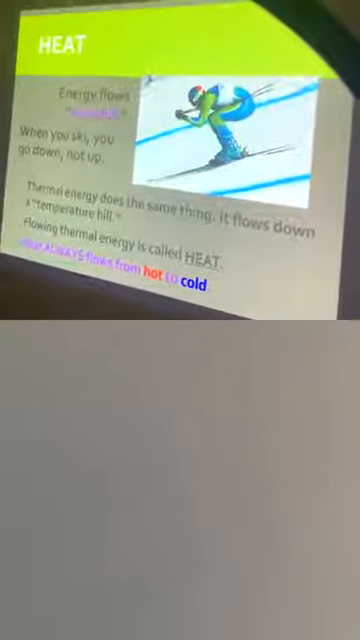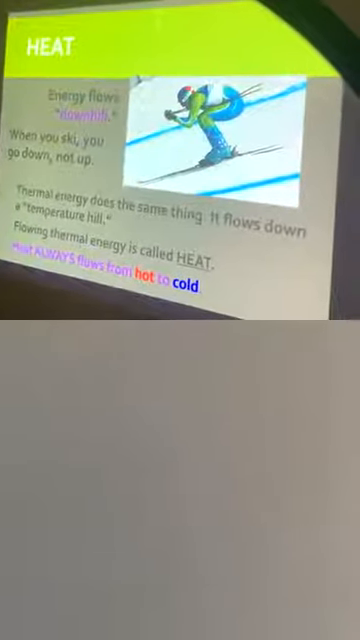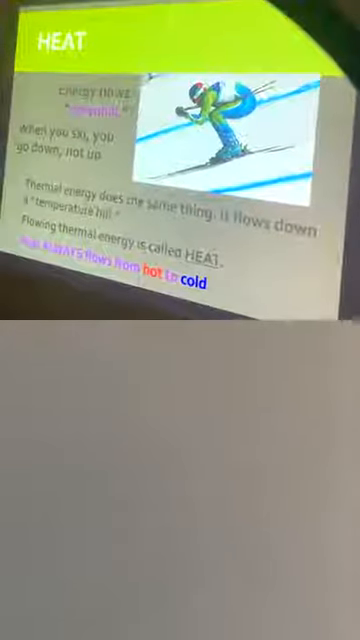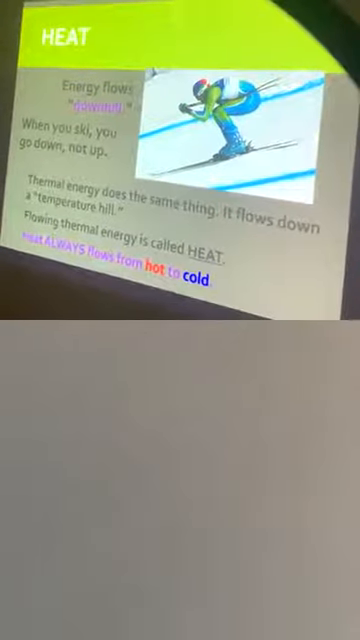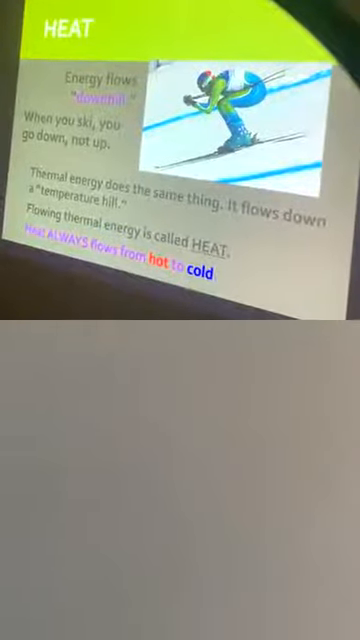All right. Let's move on. Take a look here. Can y'all see this? Yep. Energy flows downhill. When you ski, you go down, not up. Thermal energy does the same thing. It flows down a temperature hill. Flowing thermal energy is called heat. Heat always flows from hot to cold. Always. It will always flow from hot to cold. All right. It says hot water has more energy than cold water. Yes, we know that.